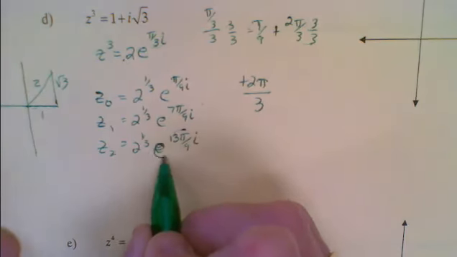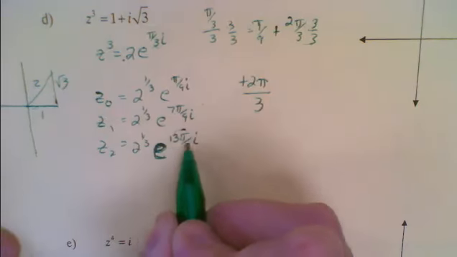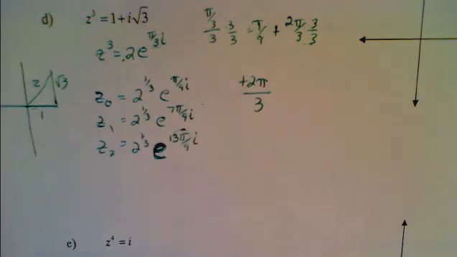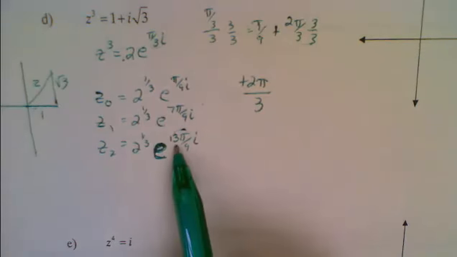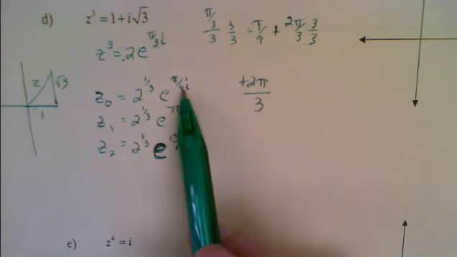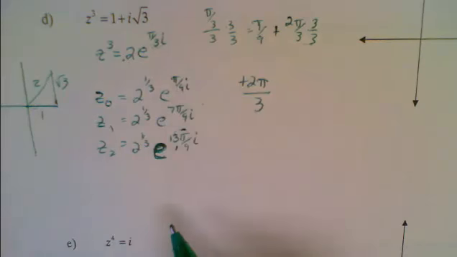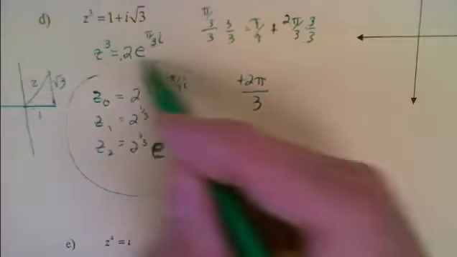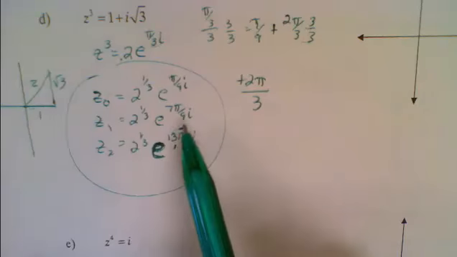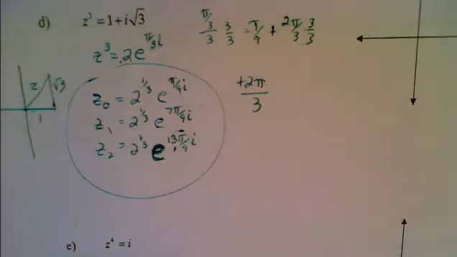And this is all the exponent. This e should probably be a little bit bigger, so it's e raised to that power, just to make sure you know that those are exponents there. If I added another 6 pi over 9, I'd be at 19 pi over 9, which would get me back to here, so I don't have to do that. Okay, so those are my 3 answers. My radius is 2 raised to the 1/3. I have an angle of pi over 9, 7 pi over 9, and 13 pi over 9.